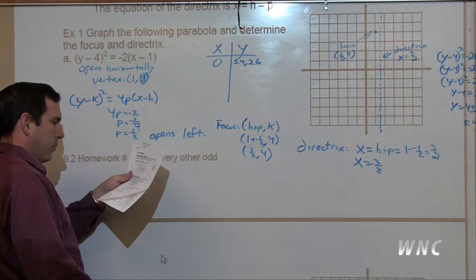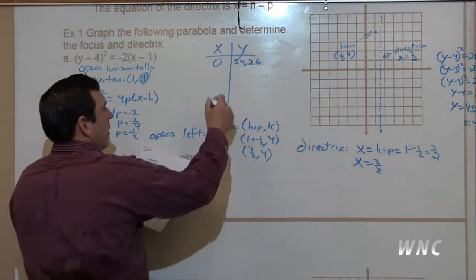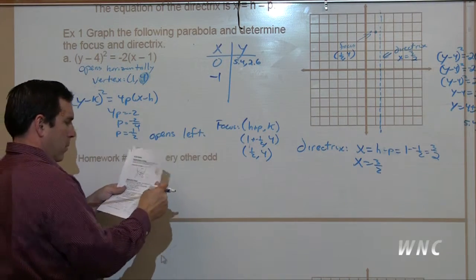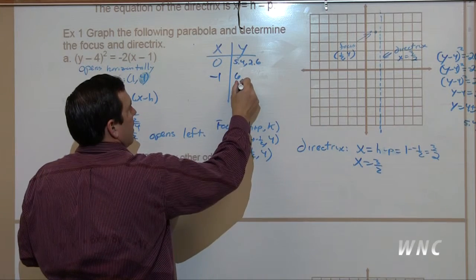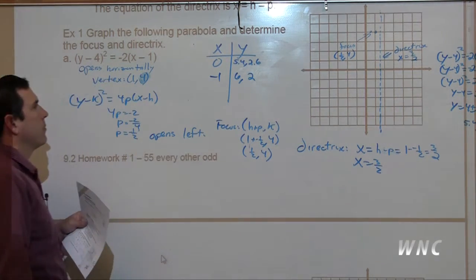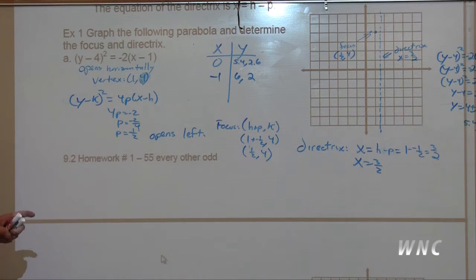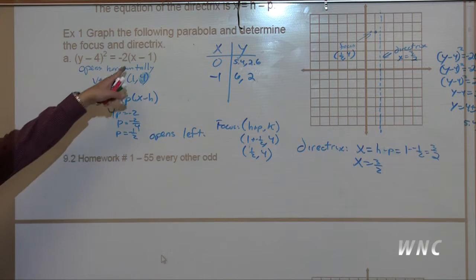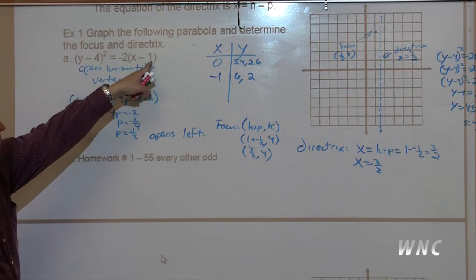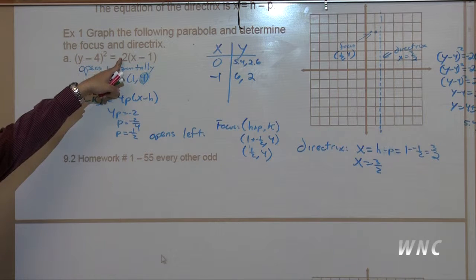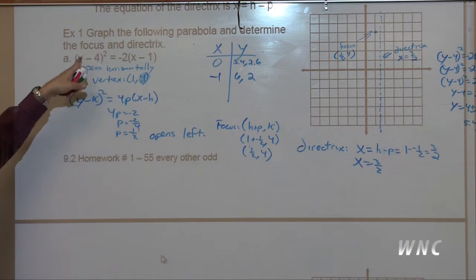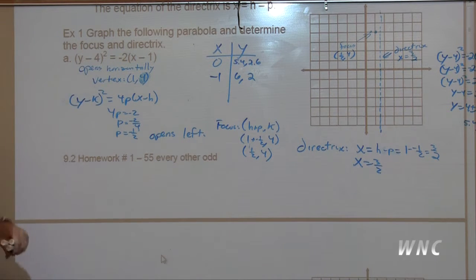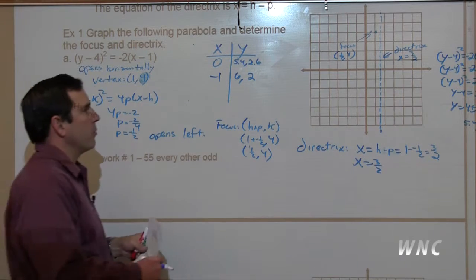And then let's do another value for x. What if x was negative 1? We're going to have 6 and 2 for y. It's going to be negative 1 minus 1 is negative 2. Negative 2 times negative 2 is 4. That square root is plus or minus 2, so you're going to have y equals 4 plus or minus 2.